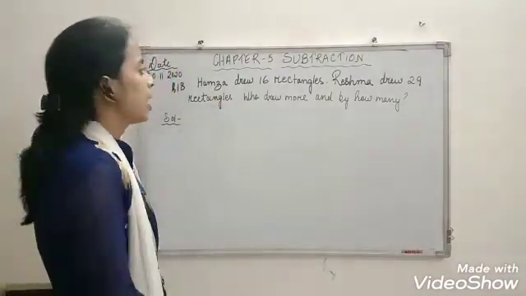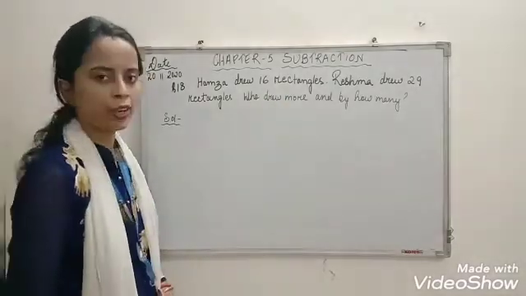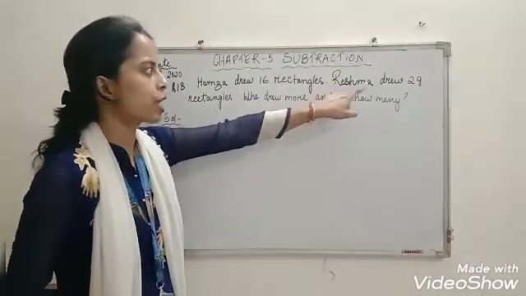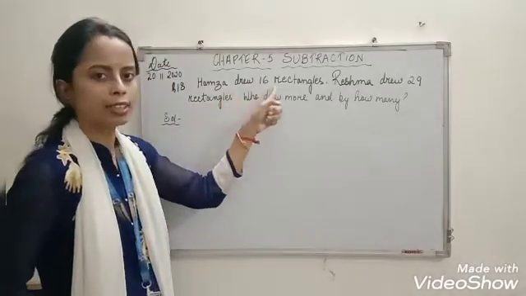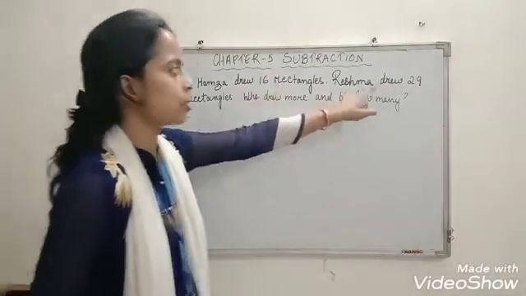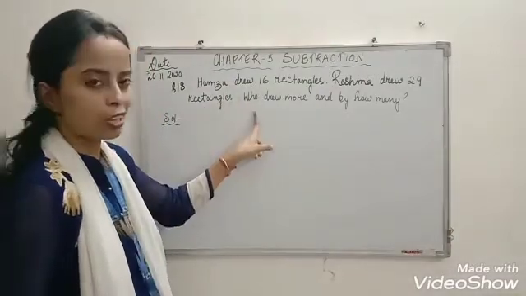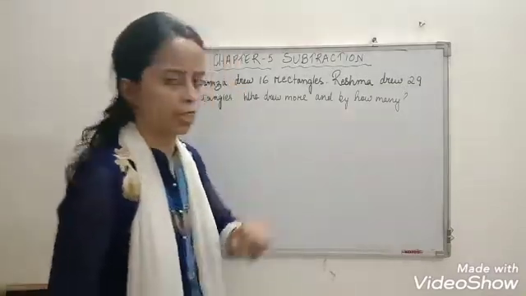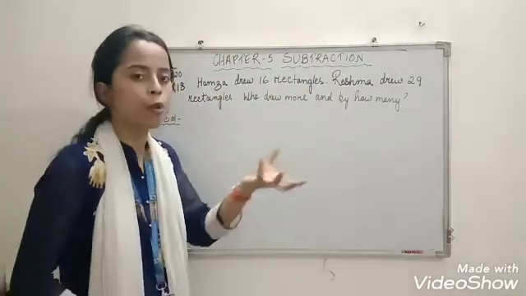Hamza drew 16 rectangles. Reshma drew 29 rectangles. Now what is the question asking? Who drew more and by how many? Out of Hamza and Reshma, who drew more rectangles?